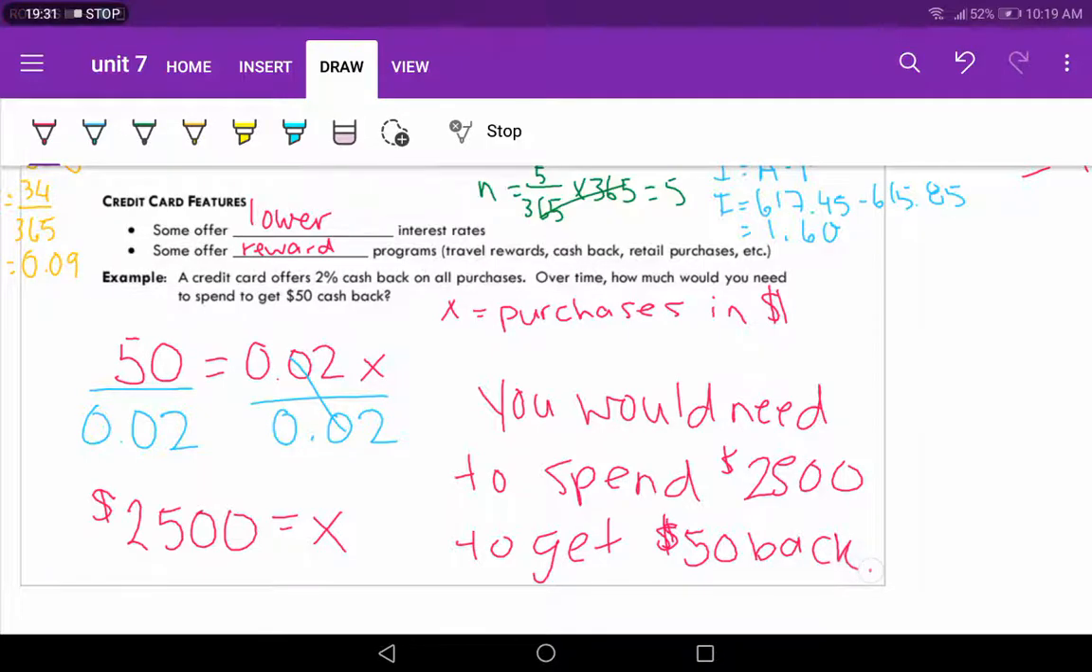So as you can see, you have to spend a lot of money to get $50 back, right? So although these seem like incentives to spend money, it's really not worth it to spend money just to get this 2% back. But if you are using your credit card, it is a nice little added bonus. So this is the end of the note on introductions to credit cards.